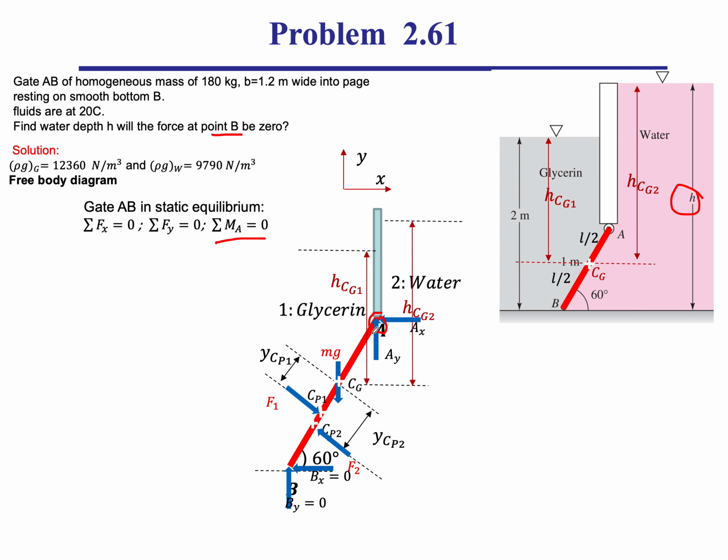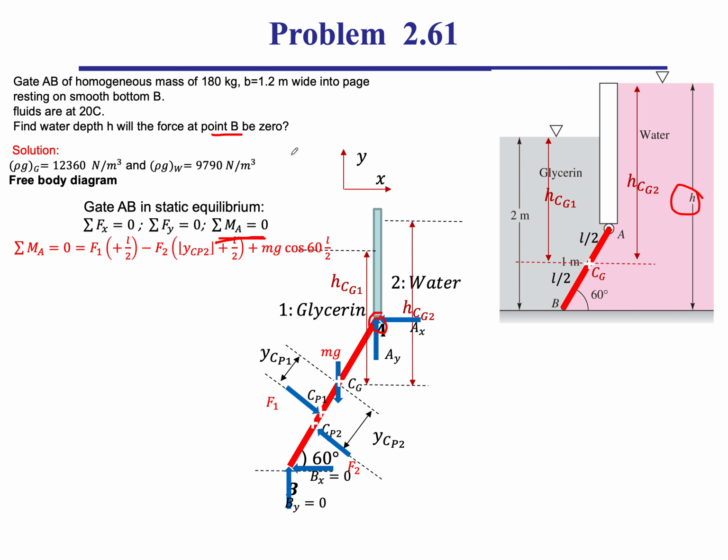So we only get moment around point A from the weight, force F1, force F2, and B, the force at B is identically equal to 0. So if I do the moment at A and it's equal to 0, the only unknown that I have is the F2 and YCP2. So that seems to be a reasonable place to start. Find the summation of moments around point A of the gate, and equate it to 0. So that's the game plan for this problem.